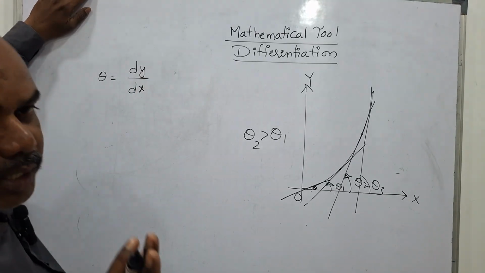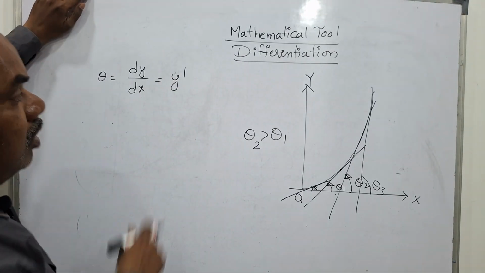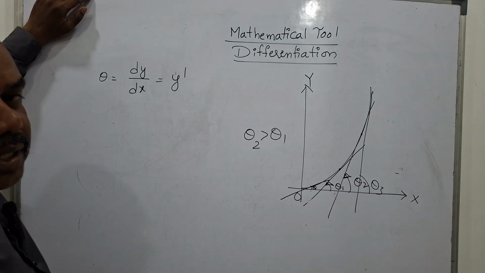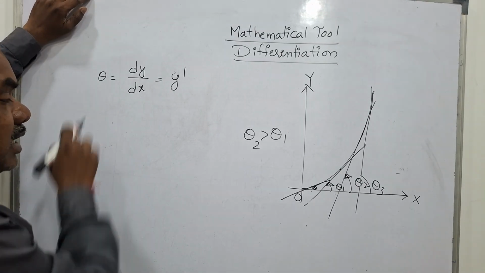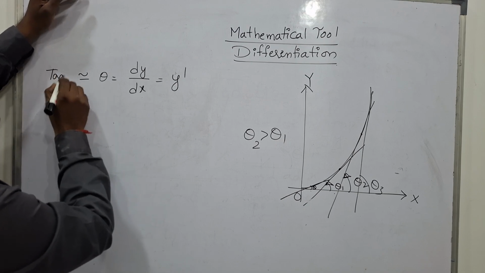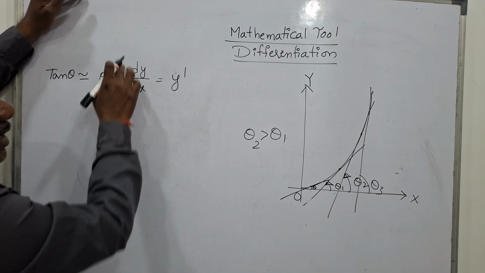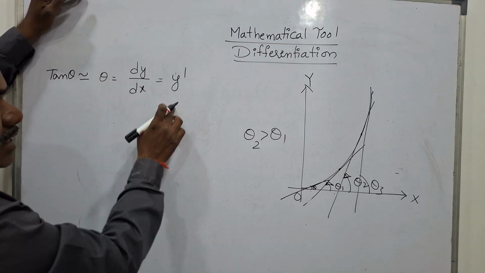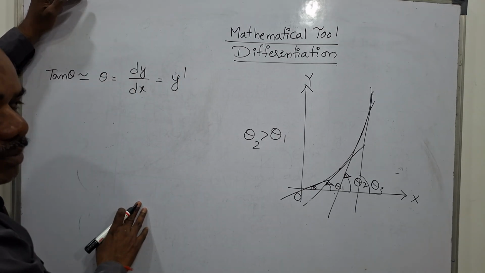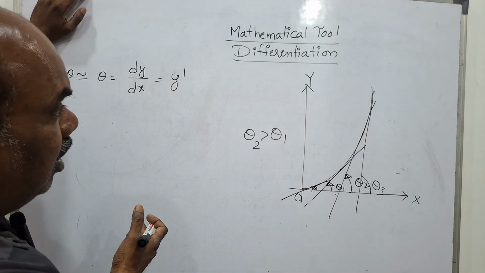All the time you need not write dy by dx. Simply you can write it as y dash. Y dash means dy by dx only. Dy by dx means nothing but theta only. Theta means nothing but tan theta only. Tan theta, if theta is very small, you can write it as theta. Theta means dy by dx. Dy by dx is nothing but y dash. If you do one or two numericals, you will be very comfortable with all this.